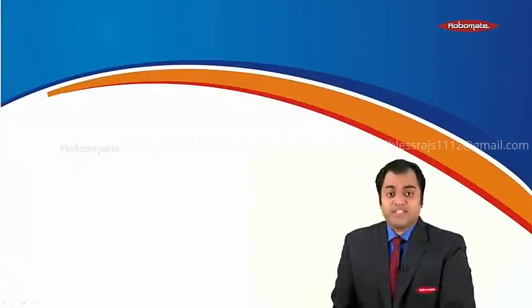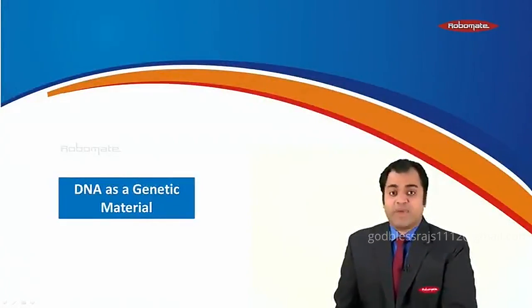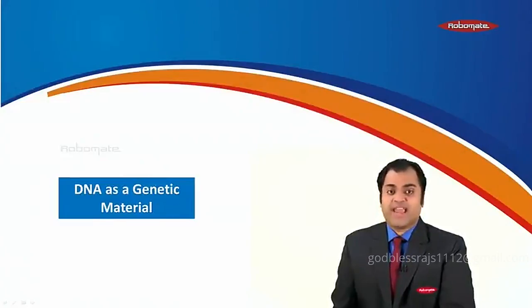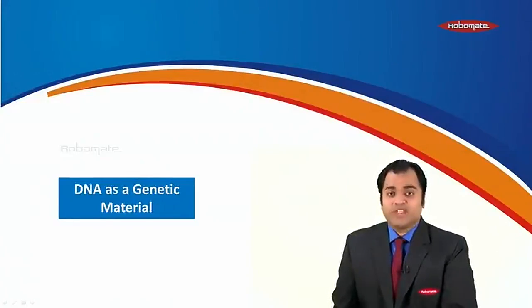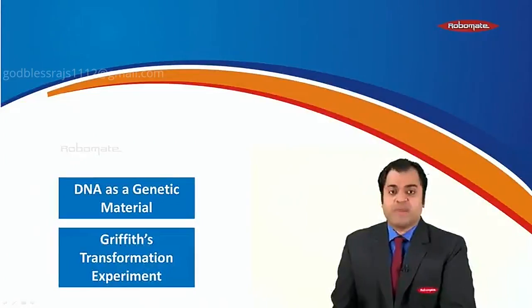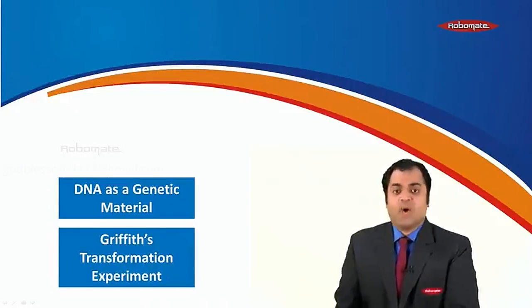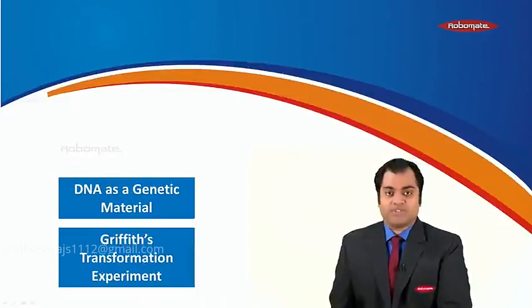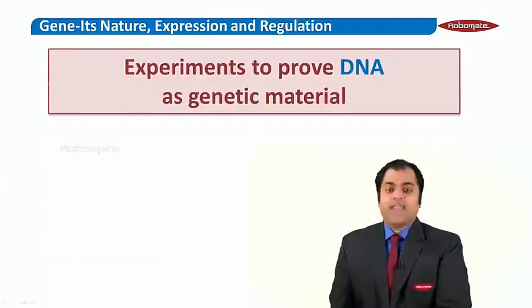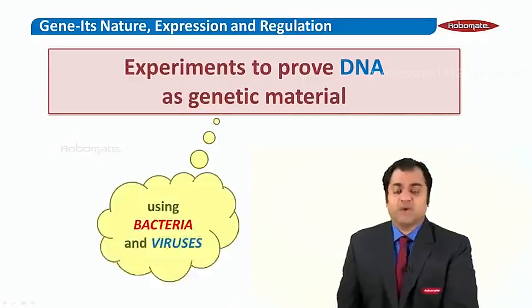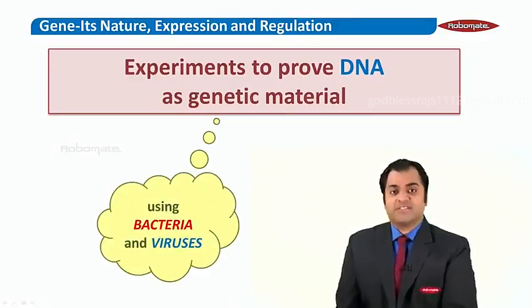Again, in this module, we'll be looking at certain experiments that were done to prove DNA as a genetic material, in which we'll be talking about the first set of experiments, which is called Griffith's transformation experiment. So let us see what this experiment is all about. Now, experiments to prove DNA was genetic material were basically done using several bacteria and viruses.